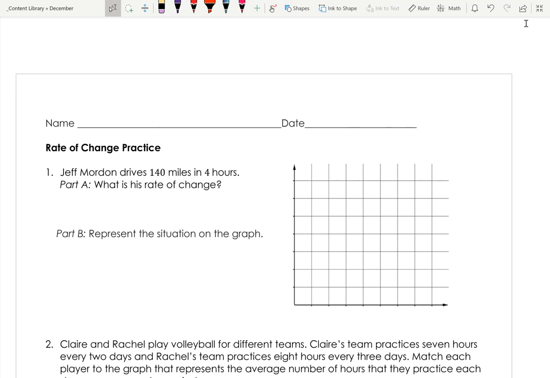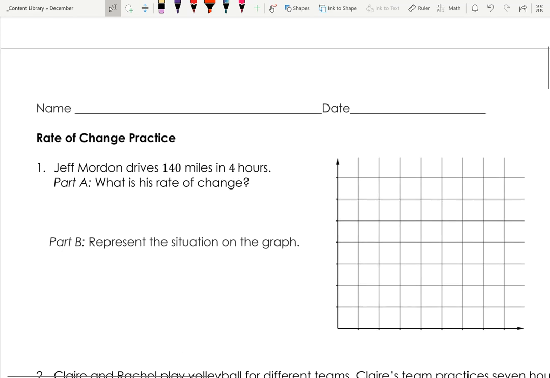So his rate of change is essentially his miles per hour, right? The miles he's driving for every 1 hour he goes. So we have the information of 140 miles in 4 hours. So simply put, that is sort of his rate of change. He's going 140 miles per every 4 hours. But we can simplify this if we divide both the numerator and denominator by 4, reduce this fraction by 4. We end up with, what is that?